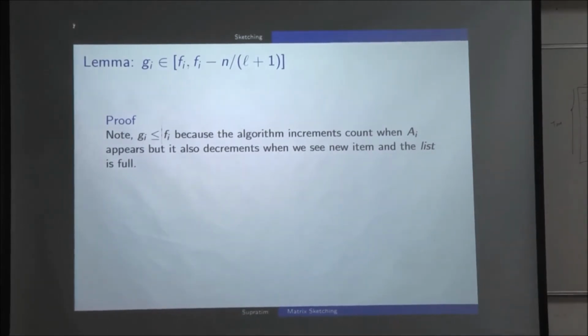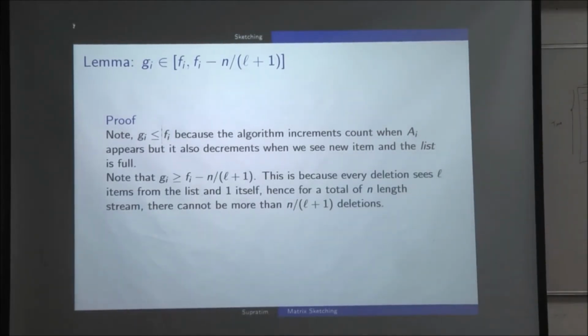In this algorithm, one thing you can note for sure is that Gi would be less than or equal to Fi, because every time we get an item, we only increment its count by 1, and there are certain scenarios where we are deleting its count. So certainly Gi cannot be greater than Fi. At max it can be equal to Fi, or it can be less than Fi.